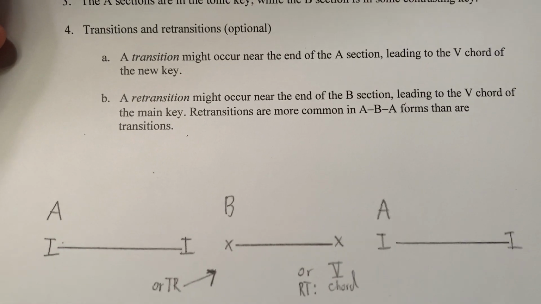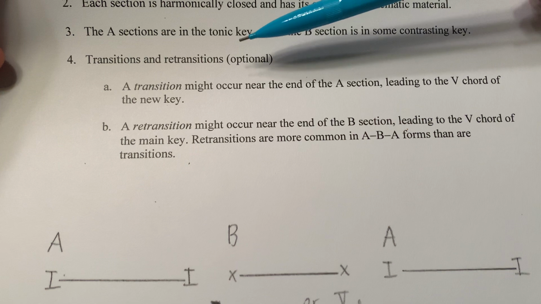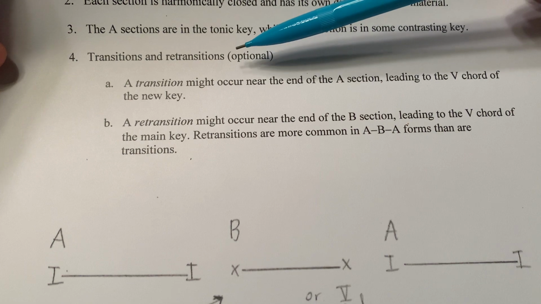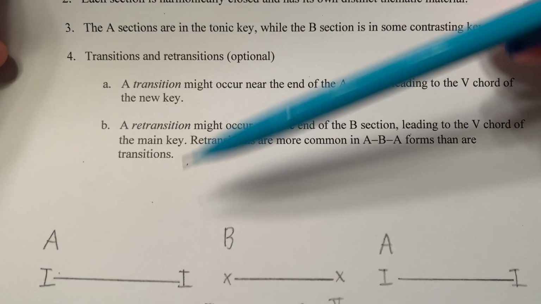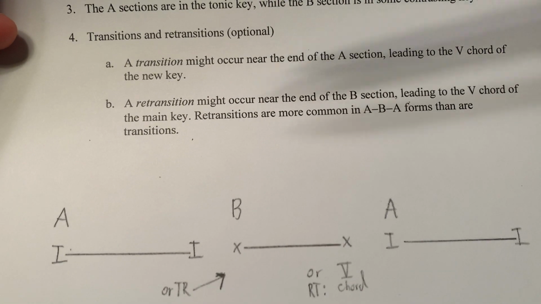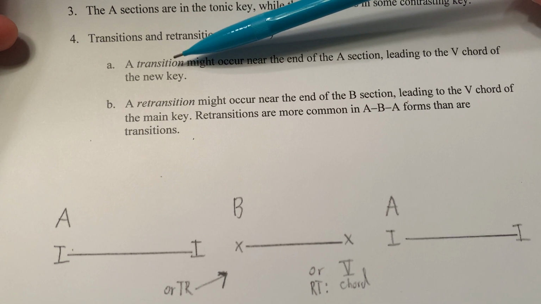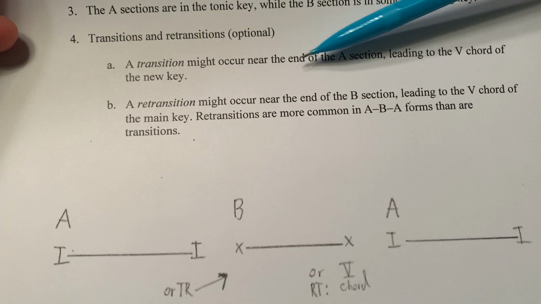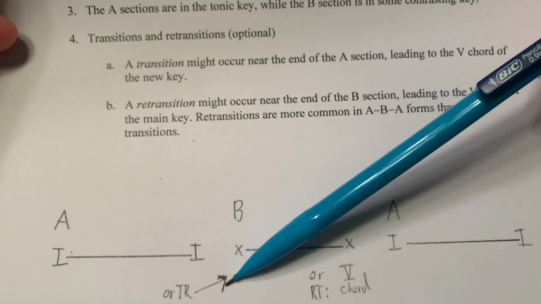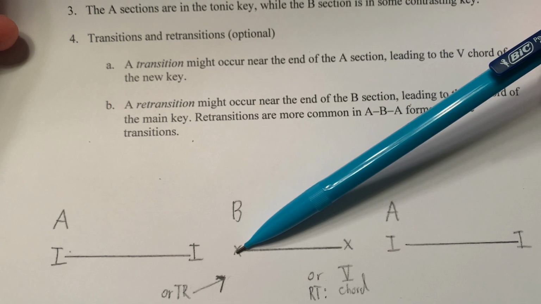All right. Now, the only thing that might complicate this in any way would be the presence of transitions or retransitions. These are optional, but they do sometimes occur to avoid the sections being too separate from each other, too sectional, maybe to produce a more flowing effect. So the difference between a transition and a retransition is simply where it's leading. A transition, if it does occur at all, would occur at the end of the A section and would lead usually to the 5 chord of whatever the new key is going to be. So there is usually some sort of arrival on the 5 chord before you get to the new key.